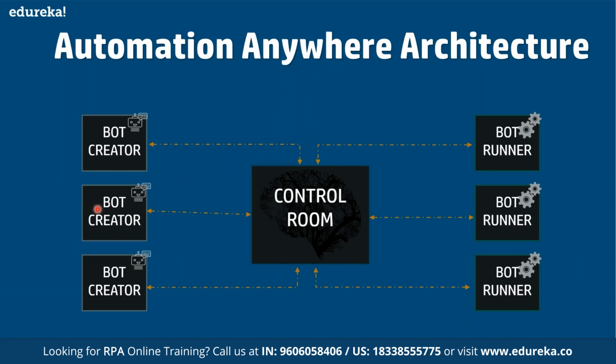Largely, this is how the architecture of Automation Anywhere looks. There is a bot creator, which is basically a type of license where you will do the development. You create the code, then upload that code to the control room, and from the control room you deploy the code onto various other machines. So this is how you work with this platform.